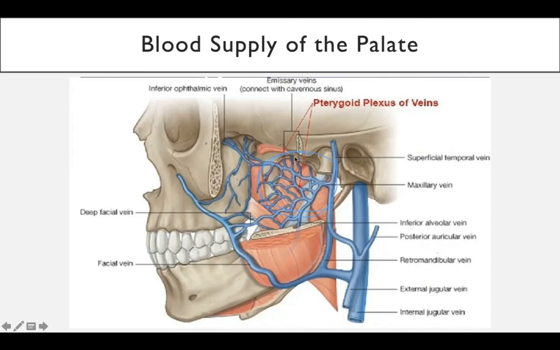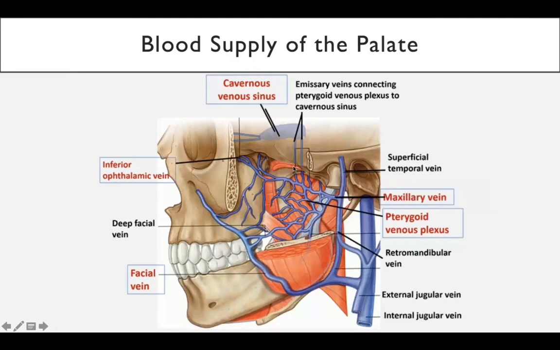And this plexus goes into the maxillary vein, same as the maxillary artery, and then into the external jugular. Pterygoid plexus, maxillary vein, external jugular. Easy to remember, no problem. I hope if we revise enough times, we can.